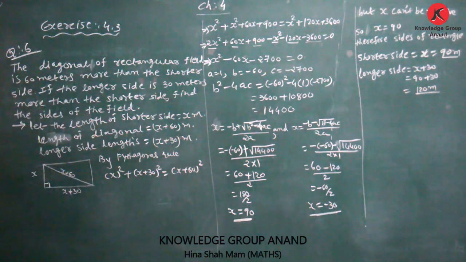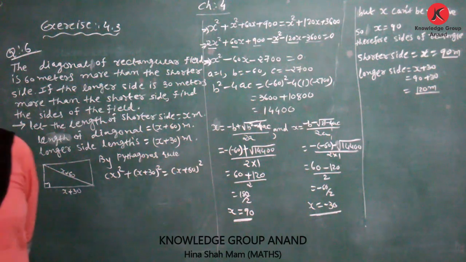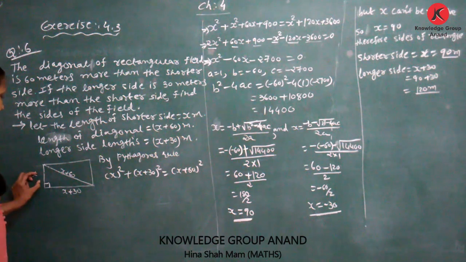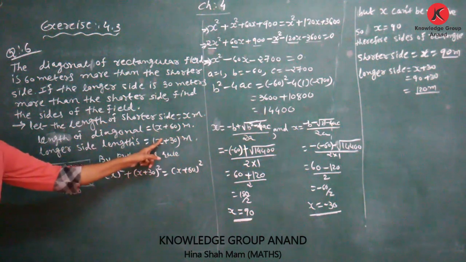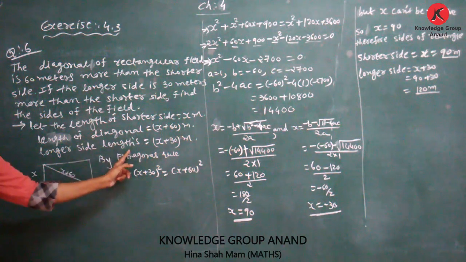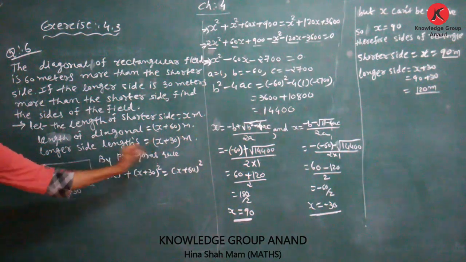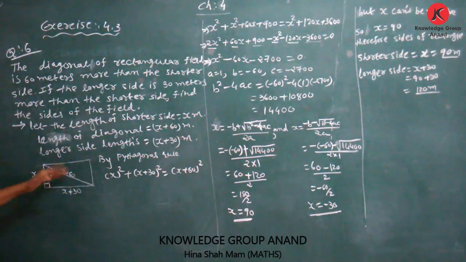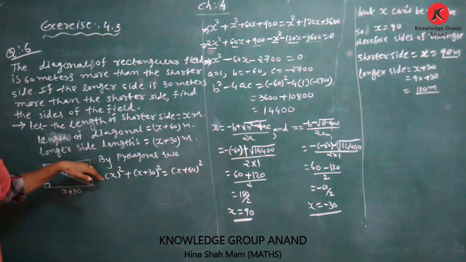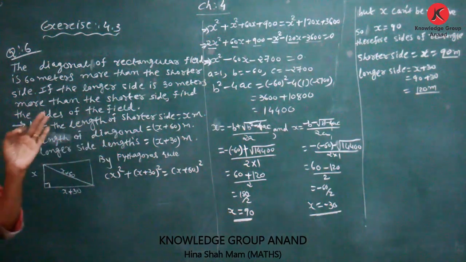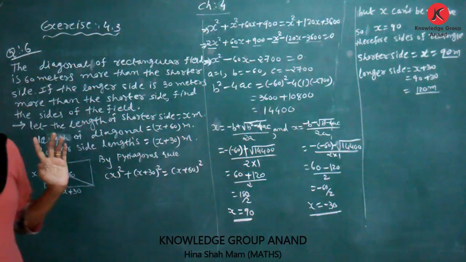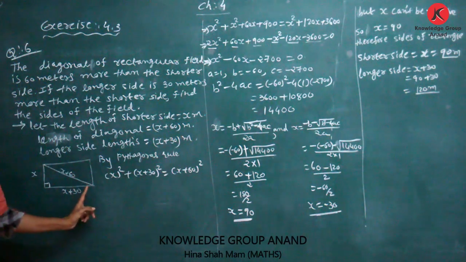Again the question: the diagonal of a rectangular field is 60 meters more than the shorter side. If the longer side is 30 meters more than the shorter side, find the sides of the field. We assume the shorter side is equal to x, then the length of the diagonal is x plus 60, and the longer side's length is x plus 30 meters. In a rectangle, if you don't draw the figure, you should know that the angles are right angles, then our calculation becomes easy.